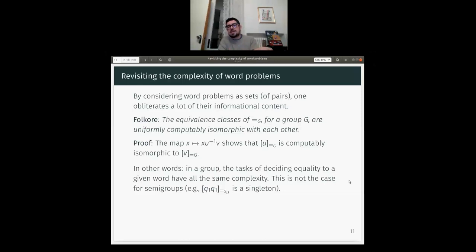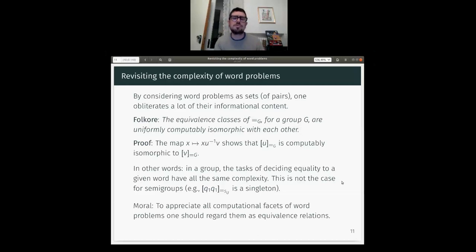Now, this is obviously not the case for semigroups. It's fairly easy to build semigroups that do not satisfy this property. For instance, take the Post-Markov encoding that I showed you and take a word that does not correspond to any possible computation. For instance, take two consecutive internal states, Q1, Q1. From this word, you cannot start any computation. And since our equivalence was constructed to mimic exactly this computation, these words are just singletons relative to the word problem.